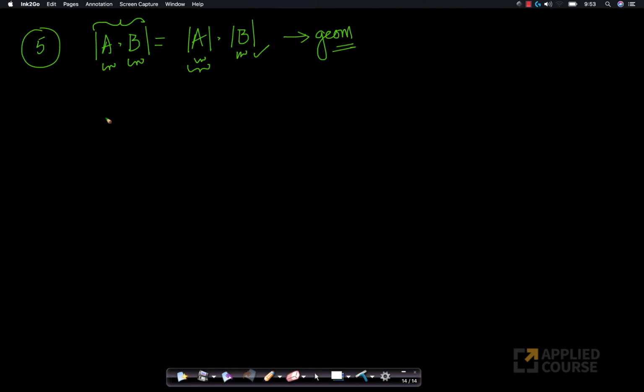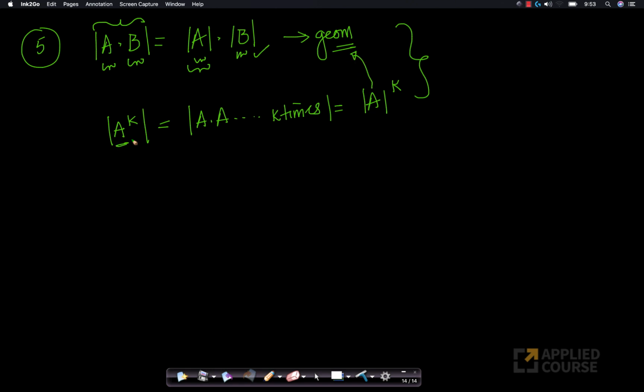Now since this is true, what is A power k? A power k is A into A and so on k times. So if I apply this formula over and over again, what do I get? I get det of A power k equals det of A power k. Very simple. Or in other words, I can also think about this geometrically: if I apply transformation A k times over and over again, the final area of the parallelogram that I obtain is the area I obtain by applying A once, multiplied k times. This is also easy to understand geometrically.